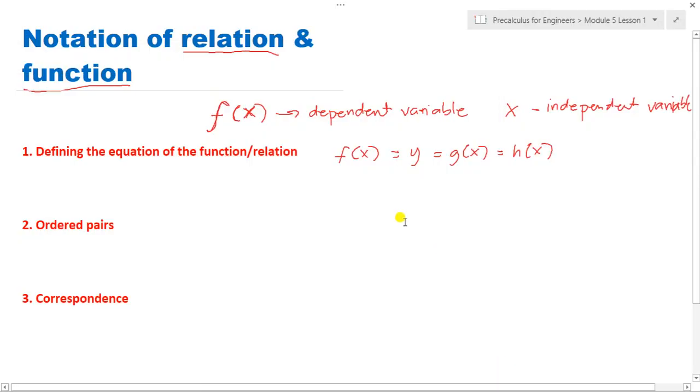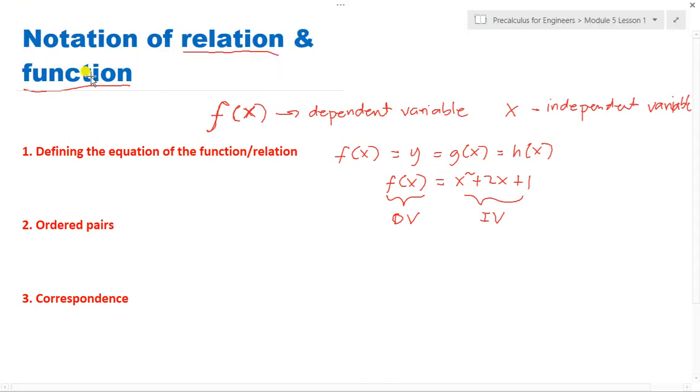Okay, so since we are already familiar with how to annotate function and relation mathematically, if we're going to plug in some expression here, let's say our dependent variable f of x is equal to a polynomial function, let's say x squared plus 2x plus 1. So here, as you can see, the left side is your dependent variable, DV, and then the right side is your independent variable, IV.